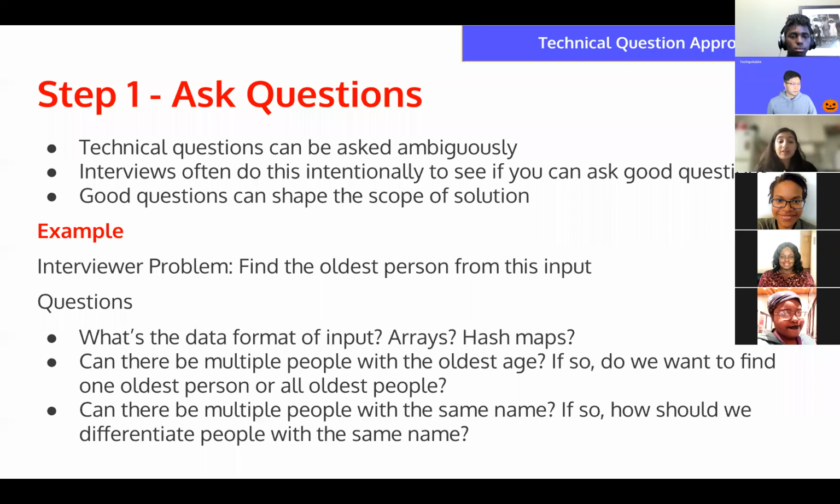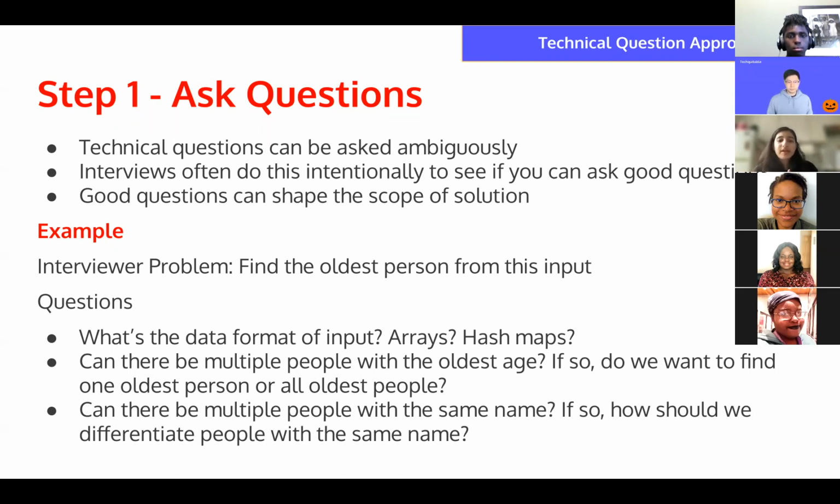So the first thing you're going to ask is, well, what kind of input is it? They may have already given it to you, but if it's vague, it could come in a lot of forms. It could be an array, could be a hash map, could be some other kind of data structure. And then thinking about the input, what could make your desired output be a little more unclear?